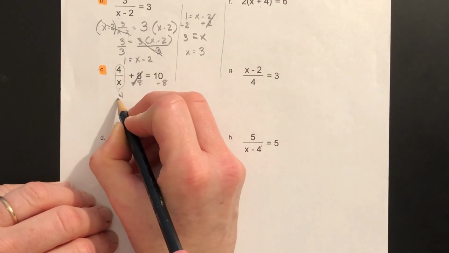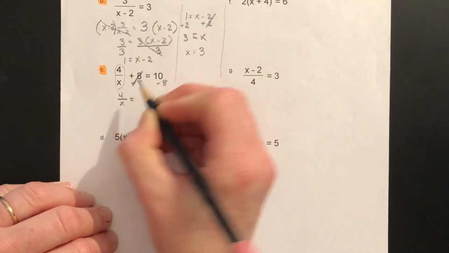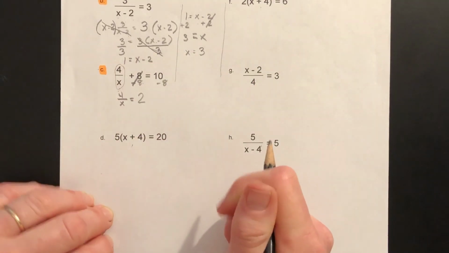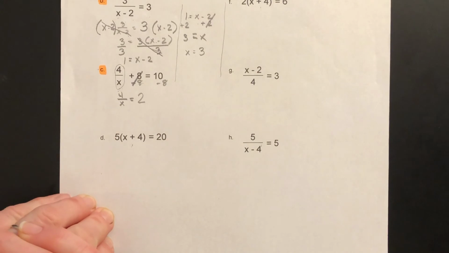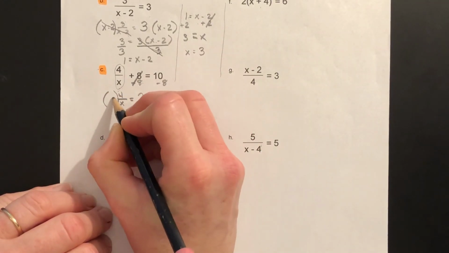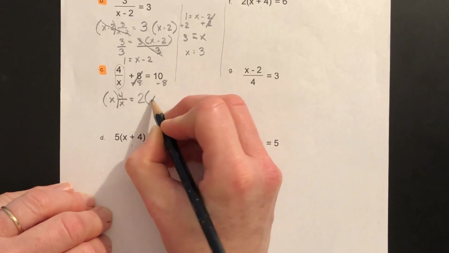Now I have 4 divided by x equals 2. And now I can multiply this by x. Whew. Would have gotten it wrong had I done it the other way. Multiply both sides times x.